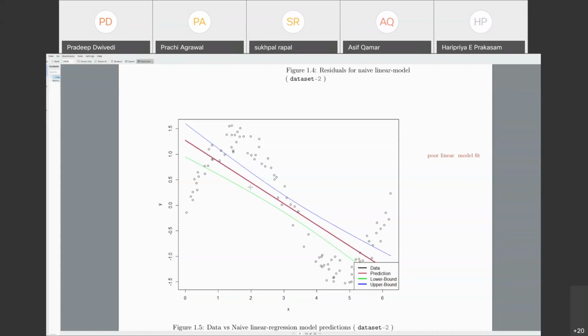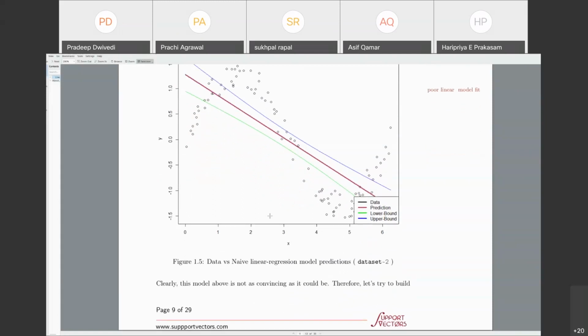Which is why it is important always to look at residuals and try to visualize the data on the predictions, because you will know that you may be barking up the wrong tree. There is a scope. It's not that the previous model is wrong, but there is a huge scope for improvement. Are we together? Yes. So now let us go and try to improve upon this model.